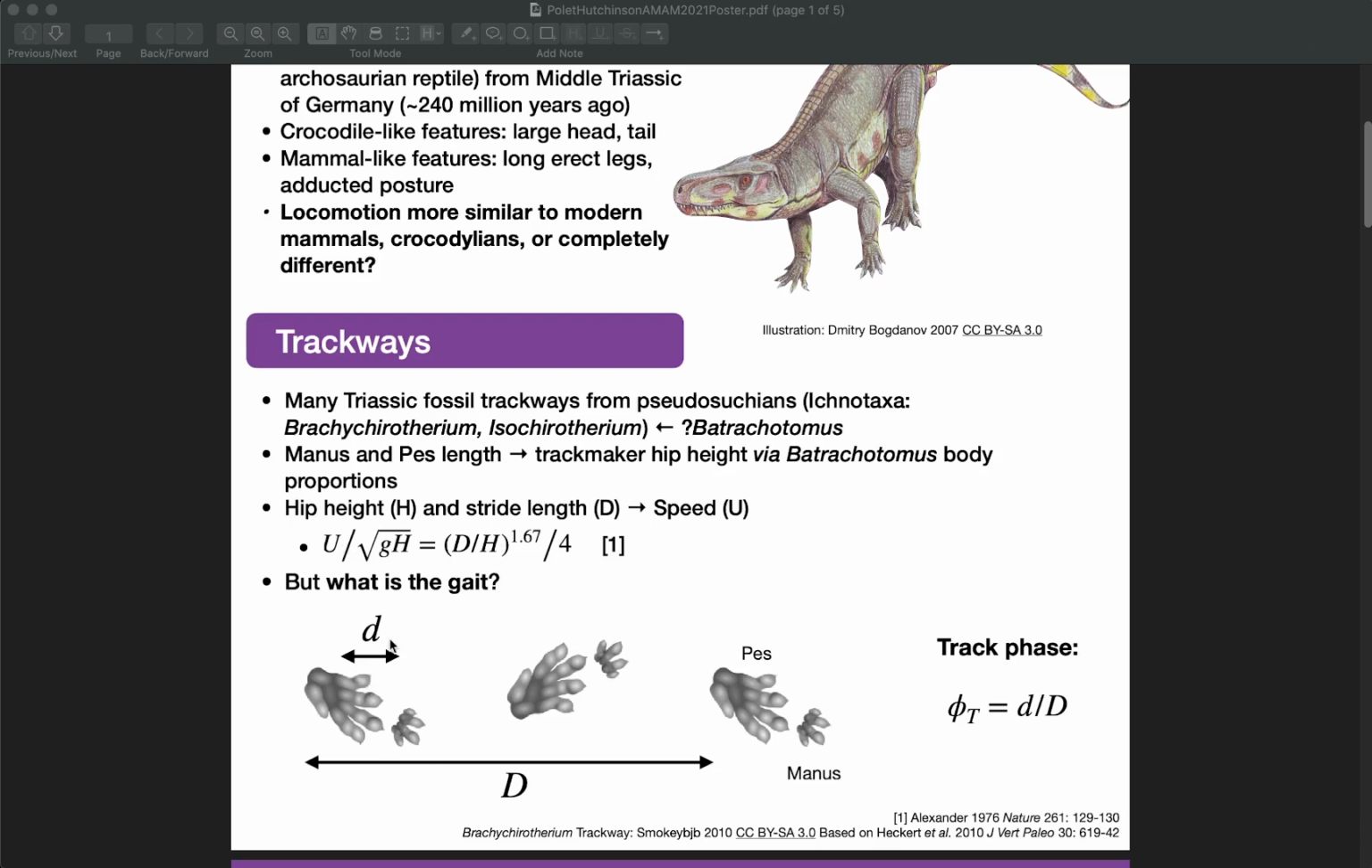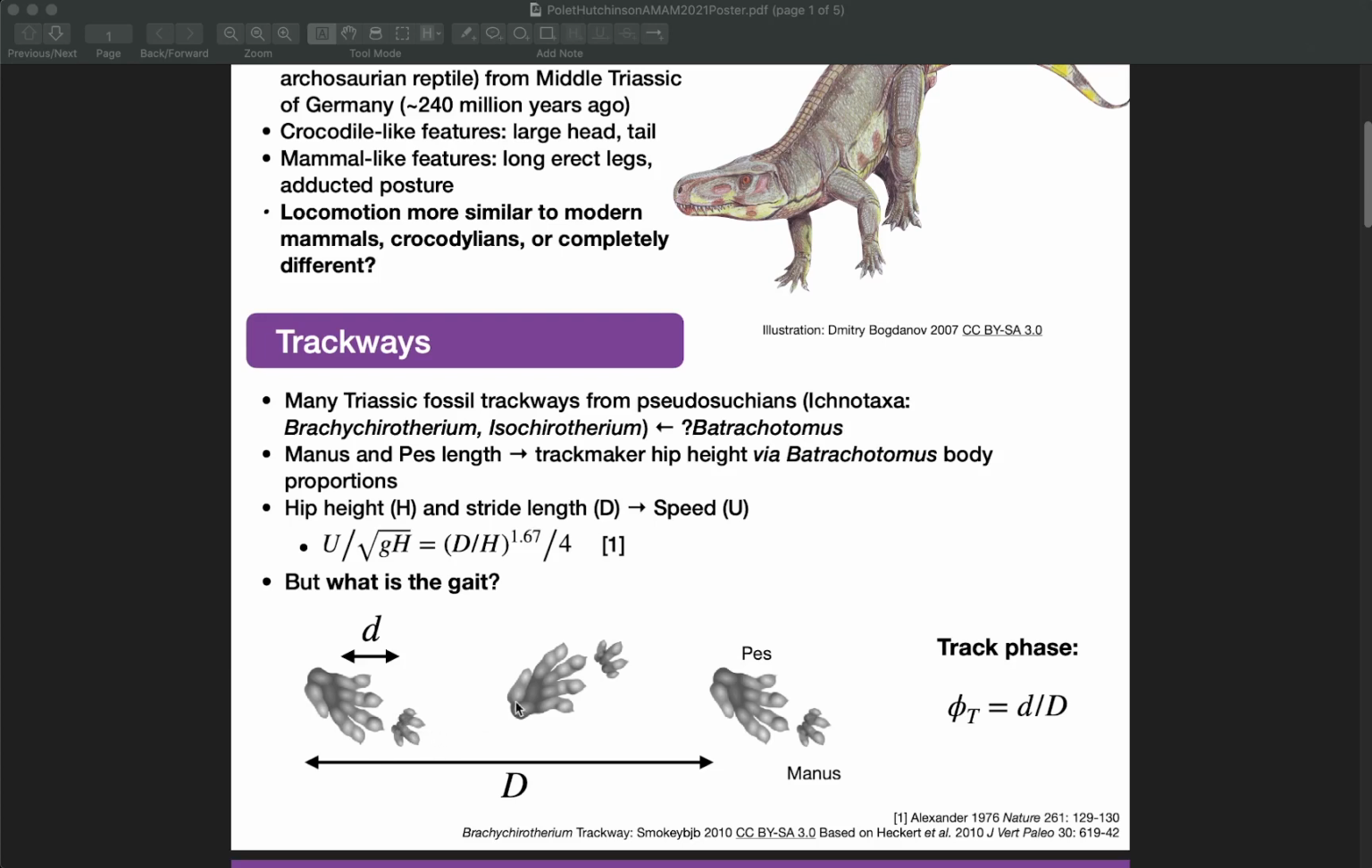Now, one other parameter we do have is the track phase. This is the distance between pes and ipsilateral manus divided by the stride length. In this example, the track phase would be fairly close to zero, since the manus is pretty close to the pes. From these trackways and the track phase, you can make some assumptions about the gait, but not too much, because many different gaits can give very similar track phase.